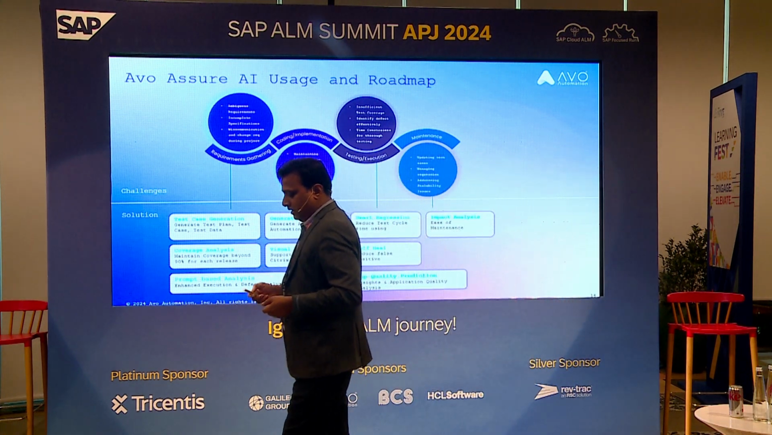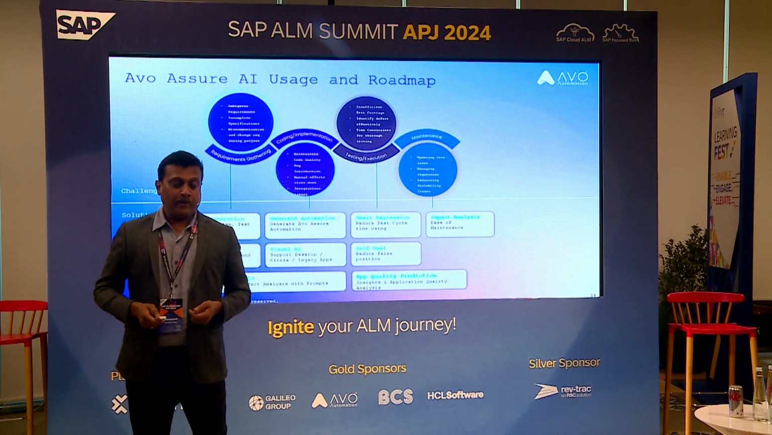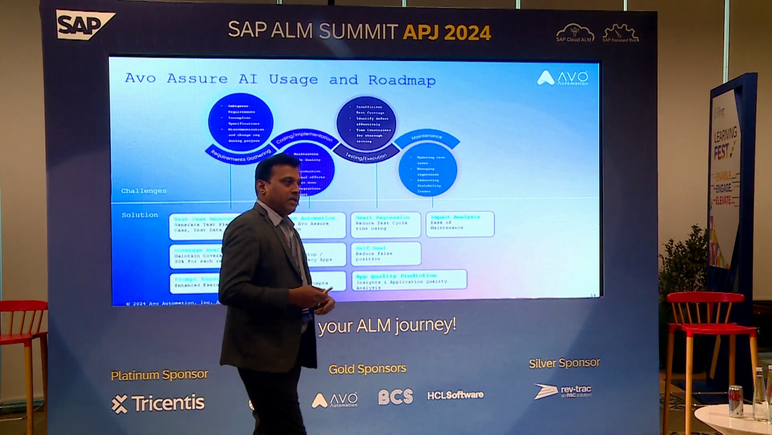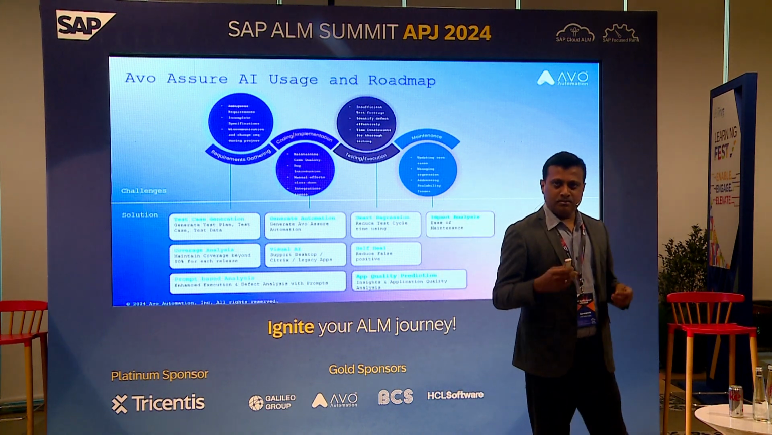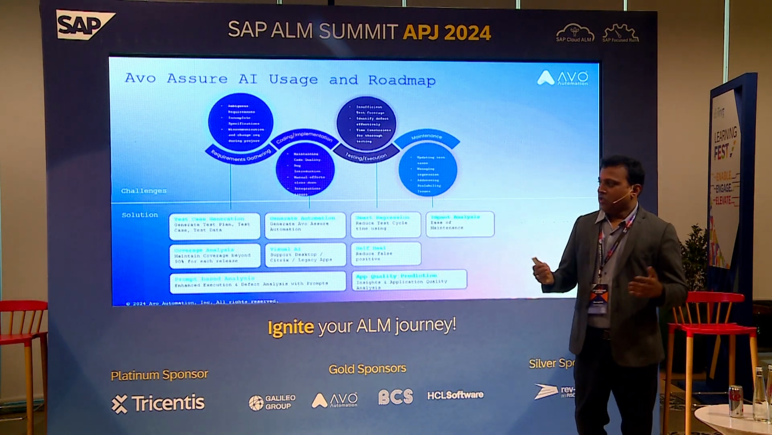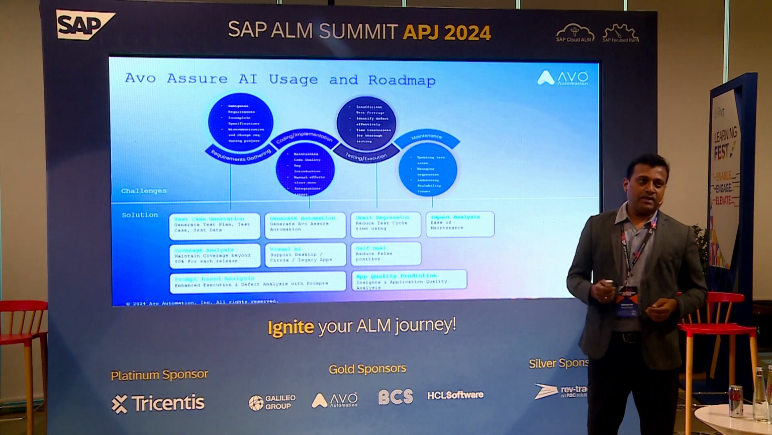But in the journey, one key thing is missing. I think Manish was talking about visibility in the reports as well. Most of the reports today are pretty static in nature, right? They don't give me much insight. So we have a prompt-based analysis.